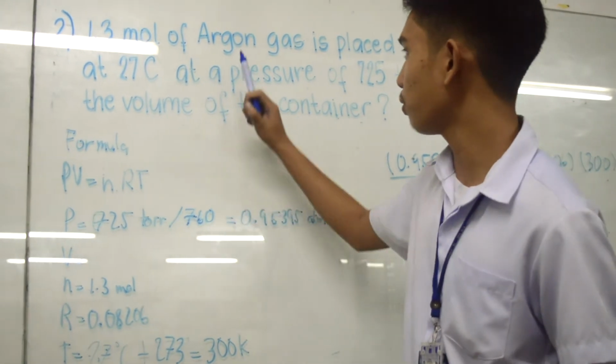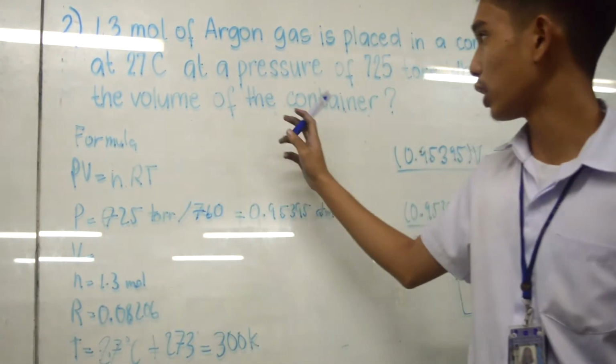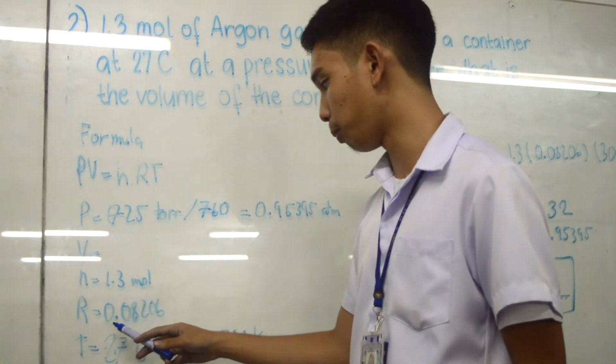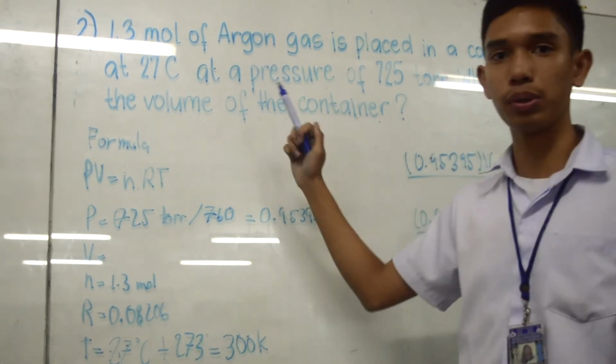So the next given is the n, which is the number of moles, so 1.3 moles. Then the next is R, which is the constant, 0.08206, and the temperature, which is 27 degrees Celsius.